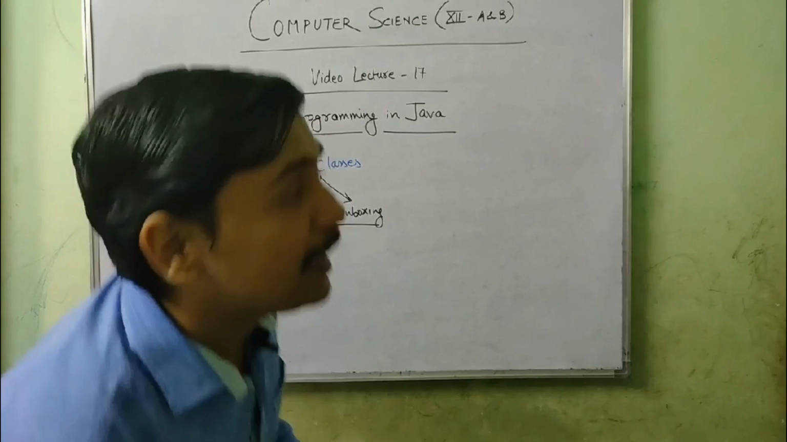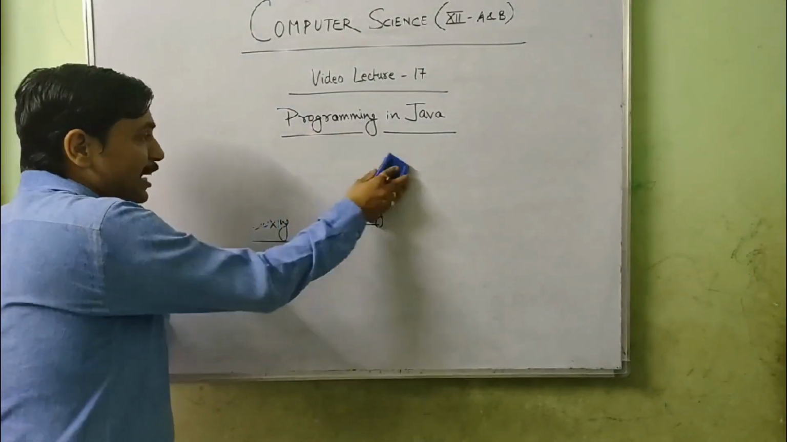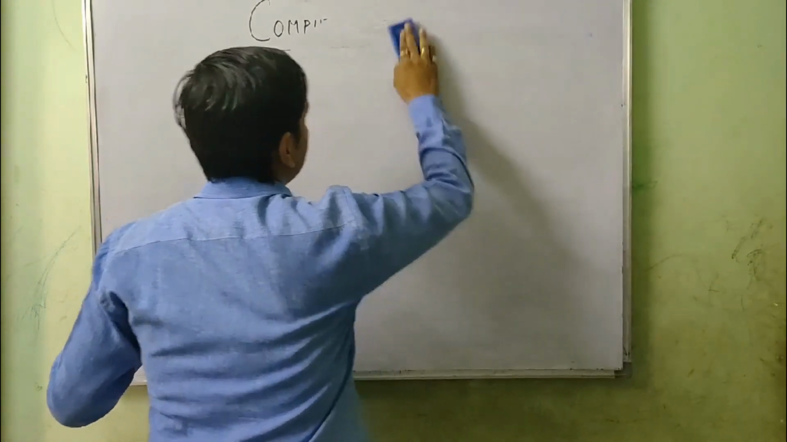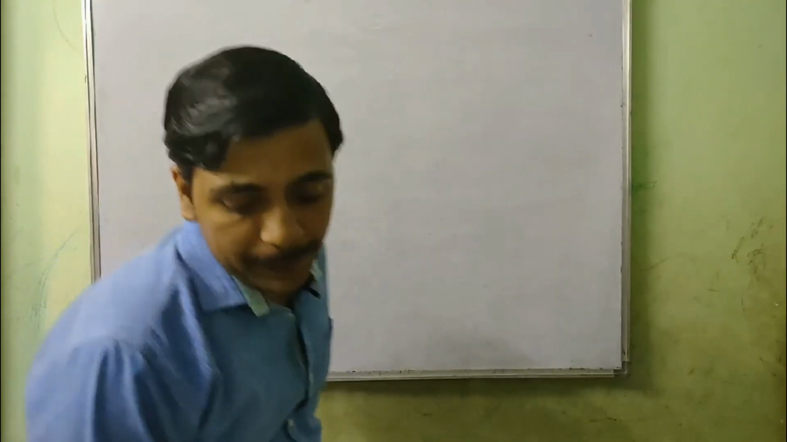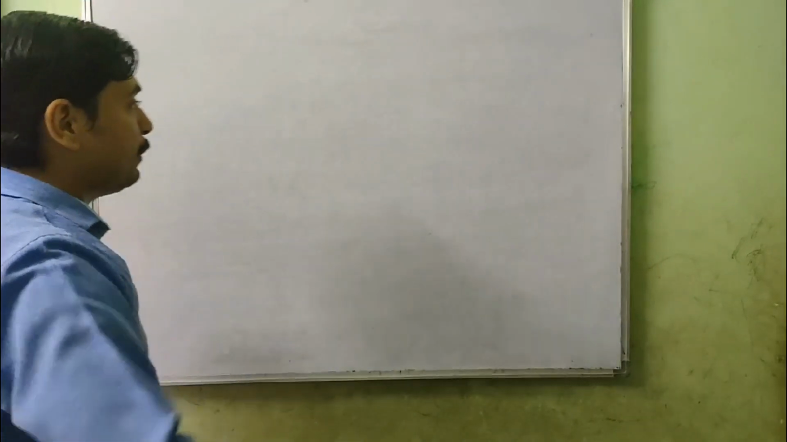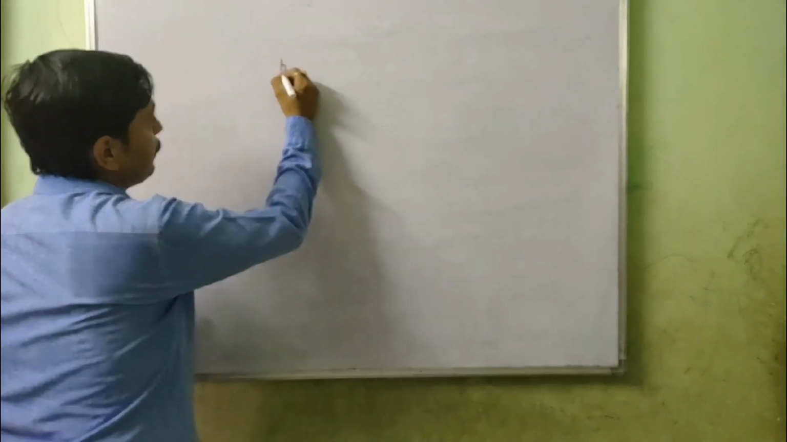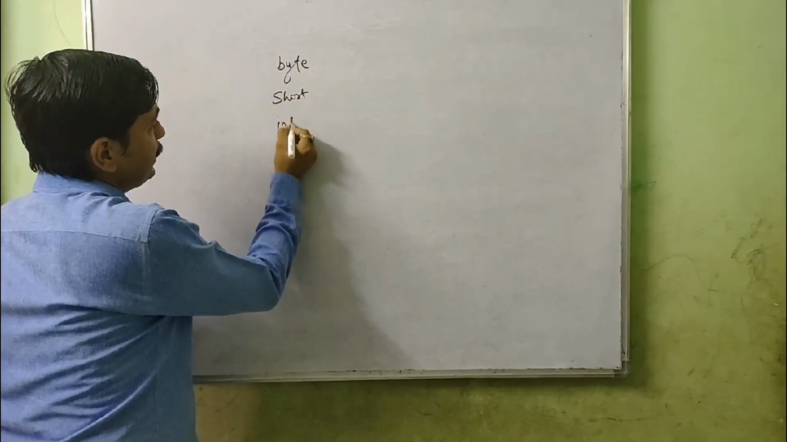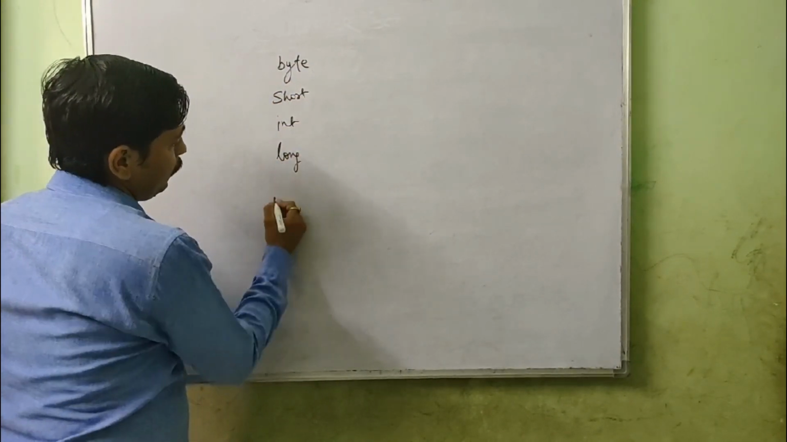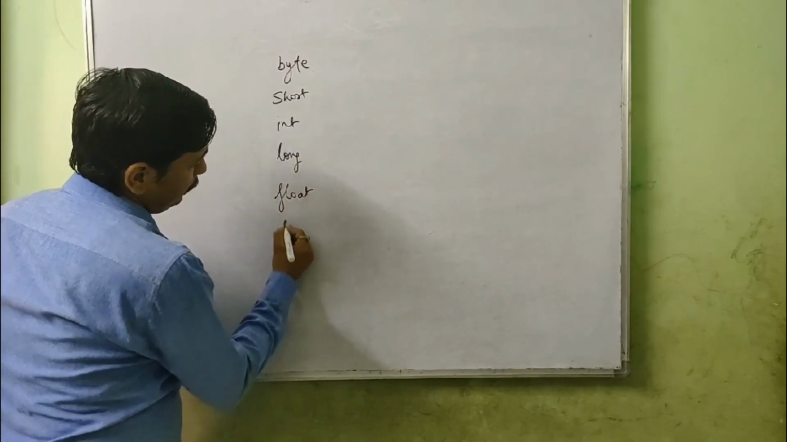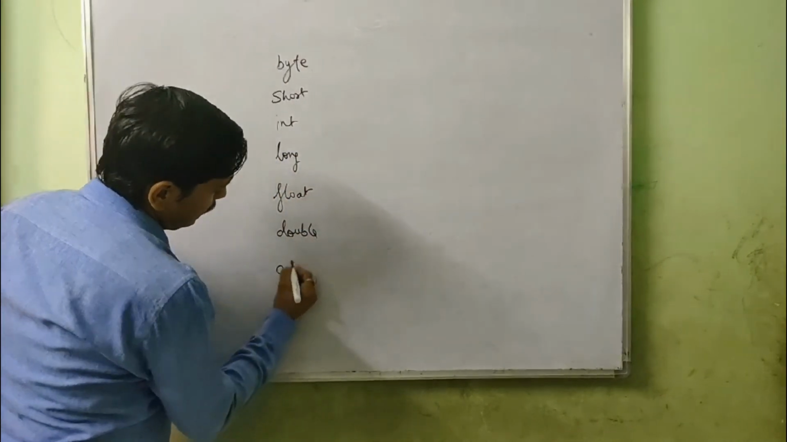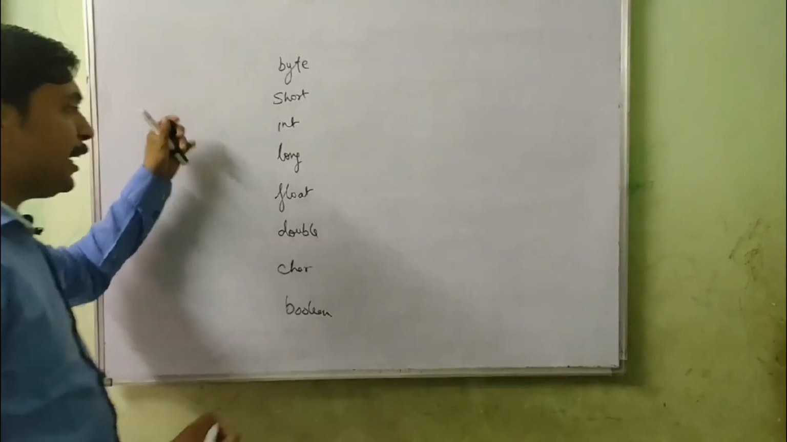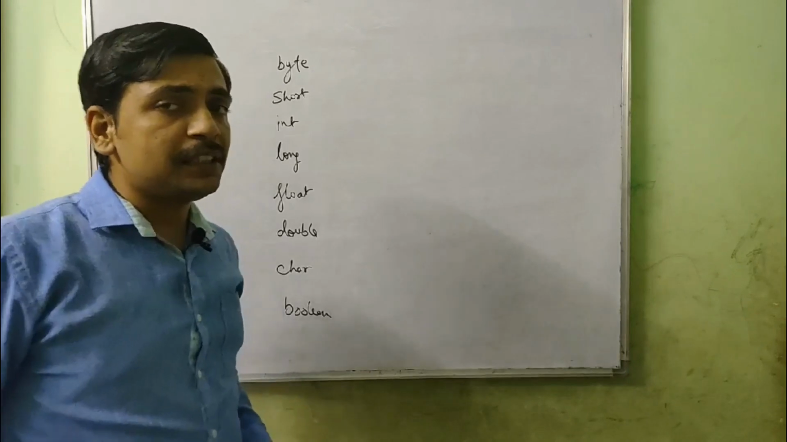So we know that there are 8 primitive data types. For every primitive data type there is a specific wrapper class available in Java. So let's note down the names of the primitive data types and then we will write down the names of those wrapper classes. The primitive data types are byte, short, int, long, float, double, char and boolean. So these are the 8 primitive data types which we use in Java, right?